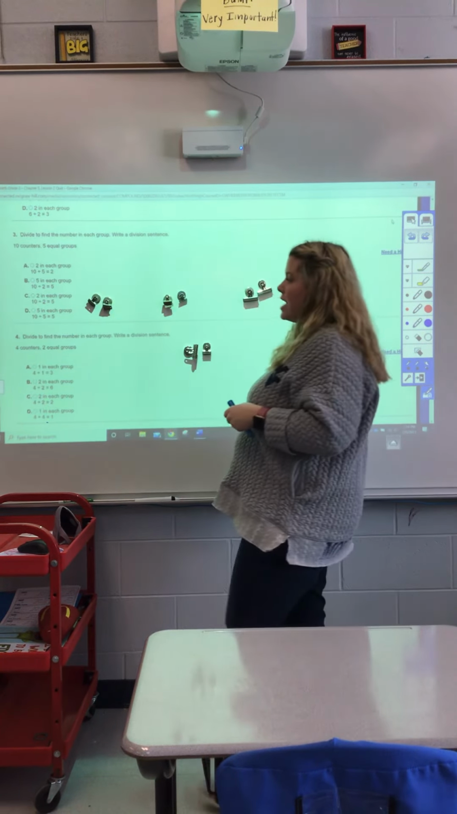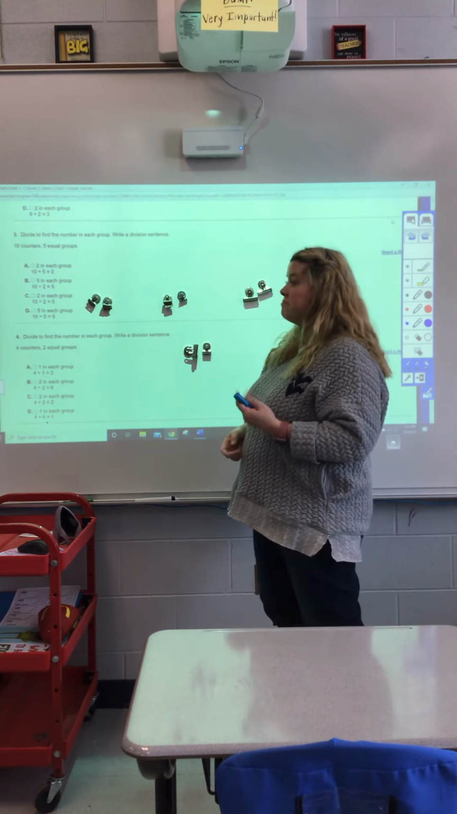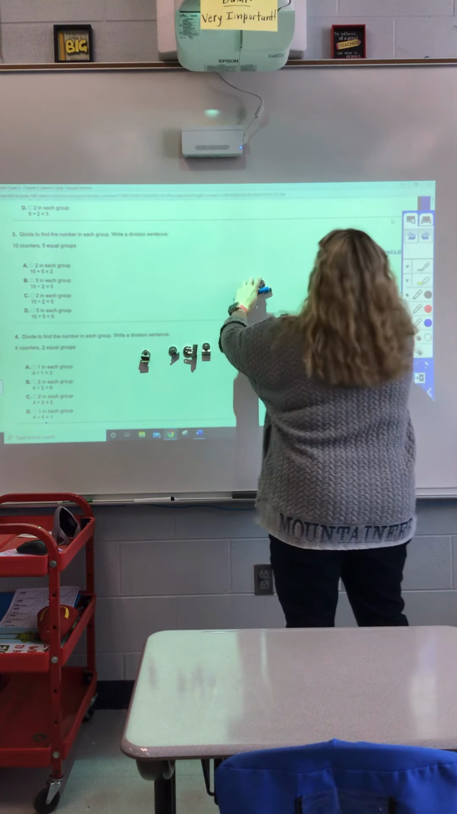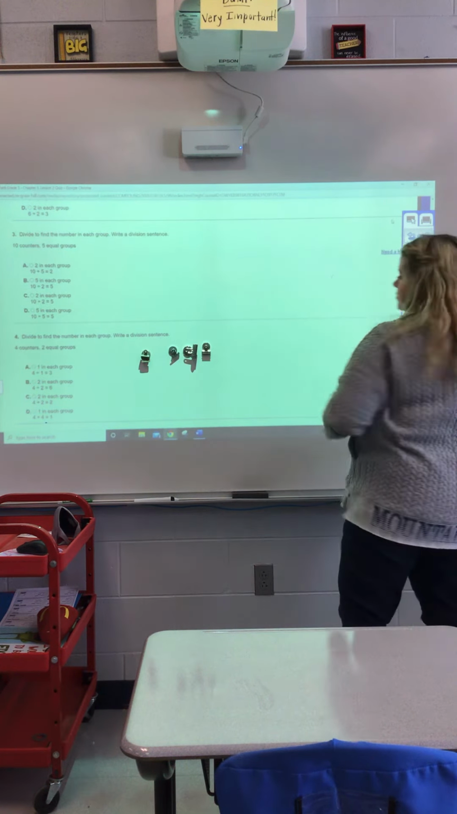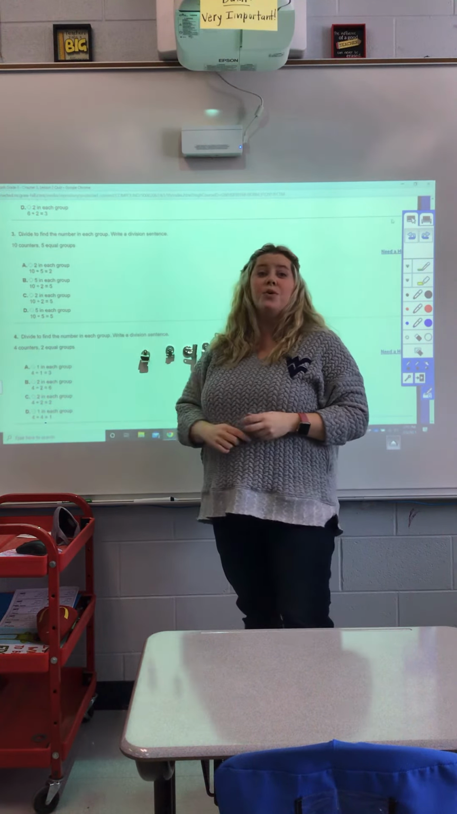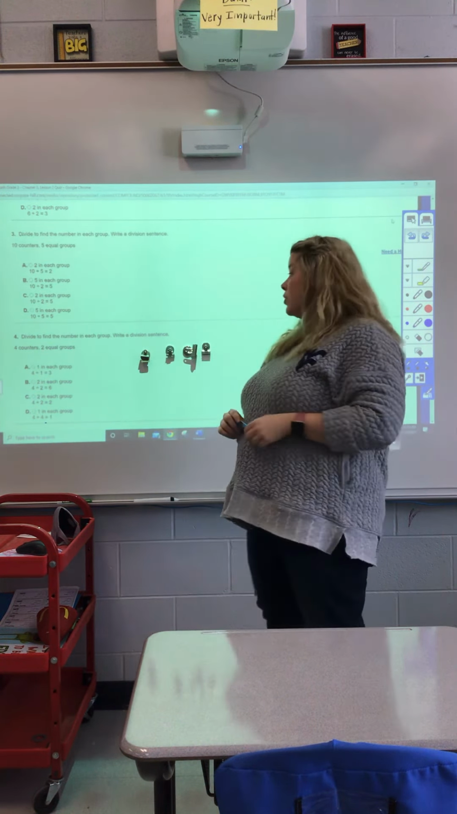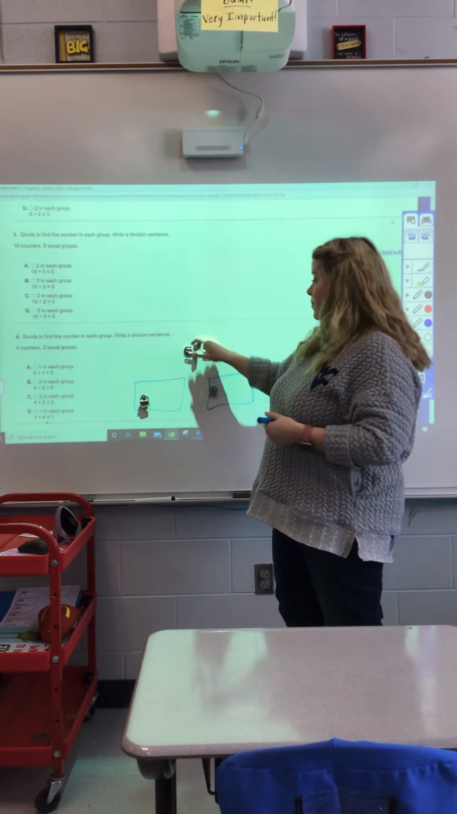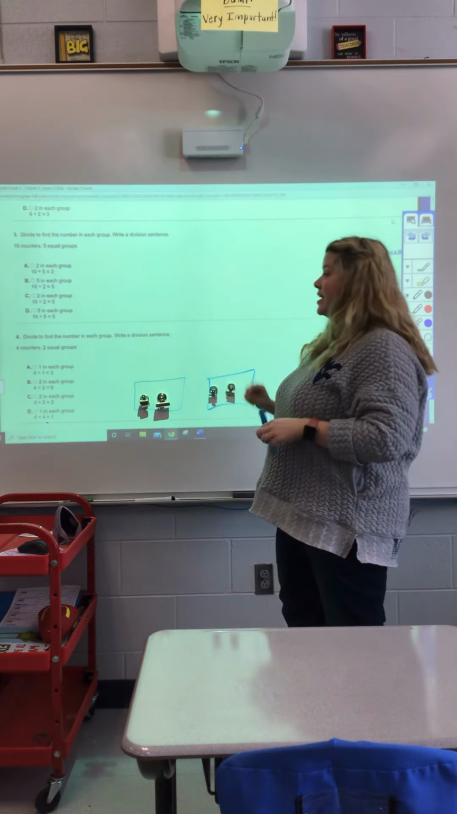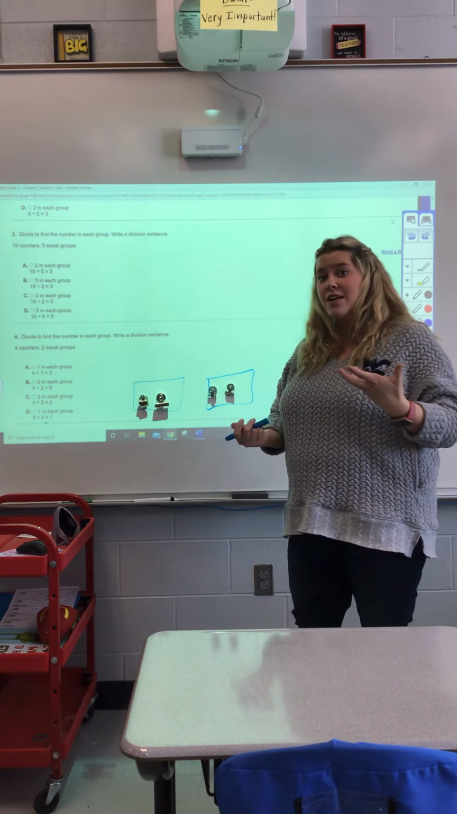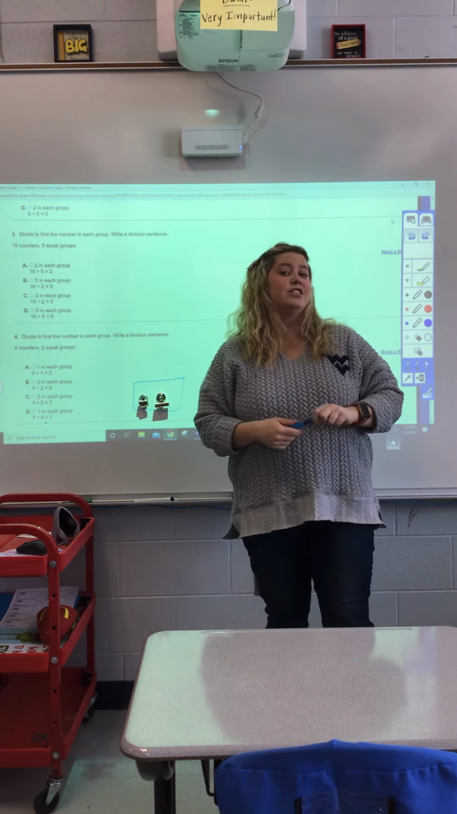Okay, we're on number 4 now. How many counters do we need? Oh, just 4. All right. How many equal groups are we talking about? 2. 2 equal groups. All right, let's equal share. 1 for this group, 1 for this group. 1 here, 1 here. How many are in each group? 2. So let's write our, actually, why don't you try to write the division sentence?